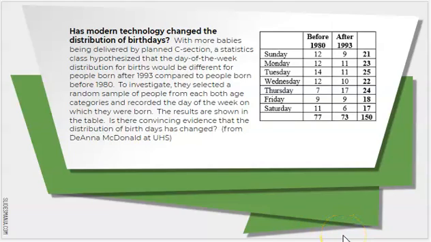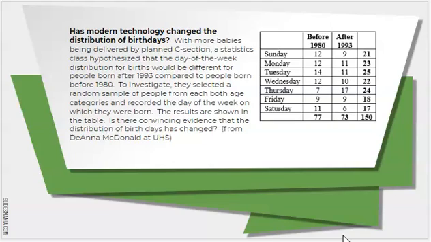So has modern technology changed the distribution of birthdays? Well, with more babies being delivered by planned C-section, a statistics class hypothesized that the day of the week distribution for births would be different for people born after 1993 compared to people born before 1980. To investigate, they selected a random sample of people from each of the age categories and recorded the day of the week that they were born.